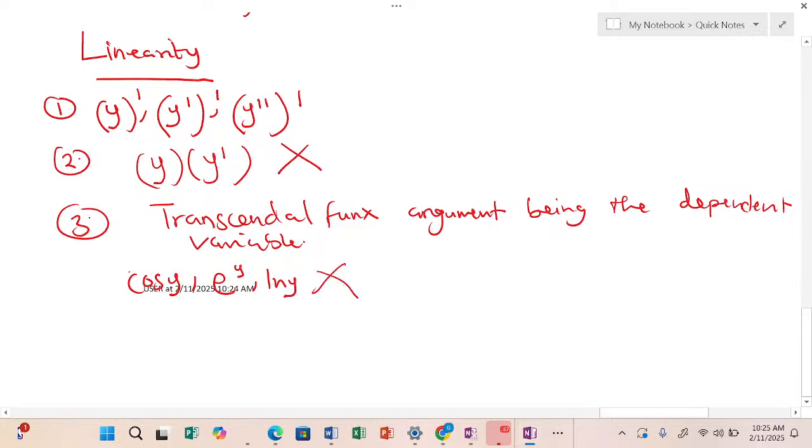So now that we have spelled out the three conditions, I would quickly give an example.